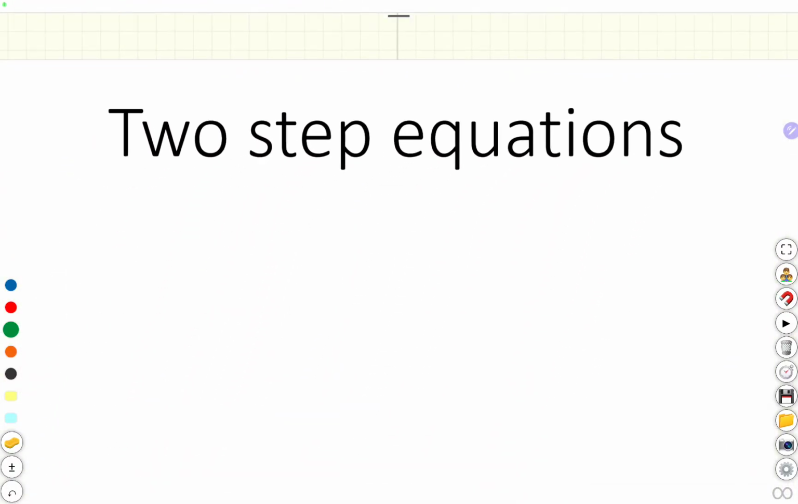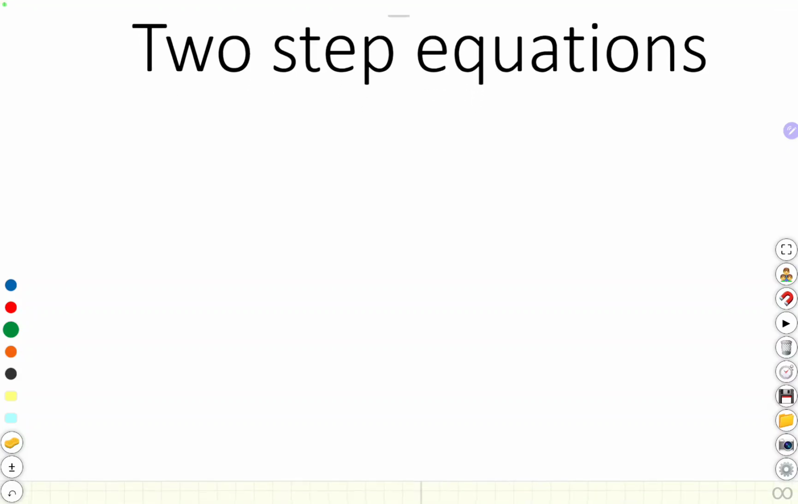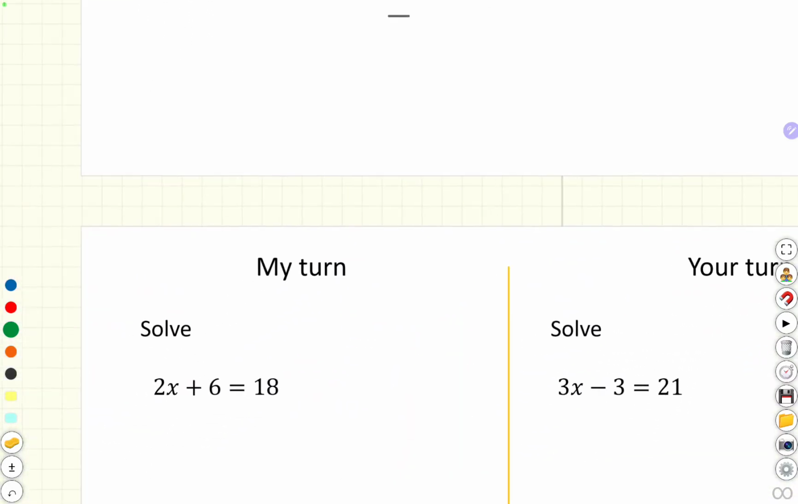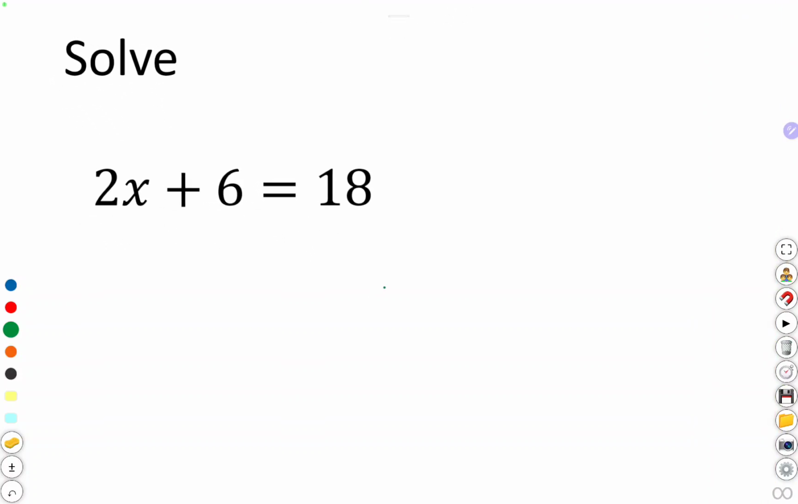So let's take it a step further and move on to two-step equations, where we double the amount of marks, but we don't actually double the amount of difficulty, thankfully. We just build on what we've just done. So first, let's have a look at 2 examples before I give you some to have a try at.